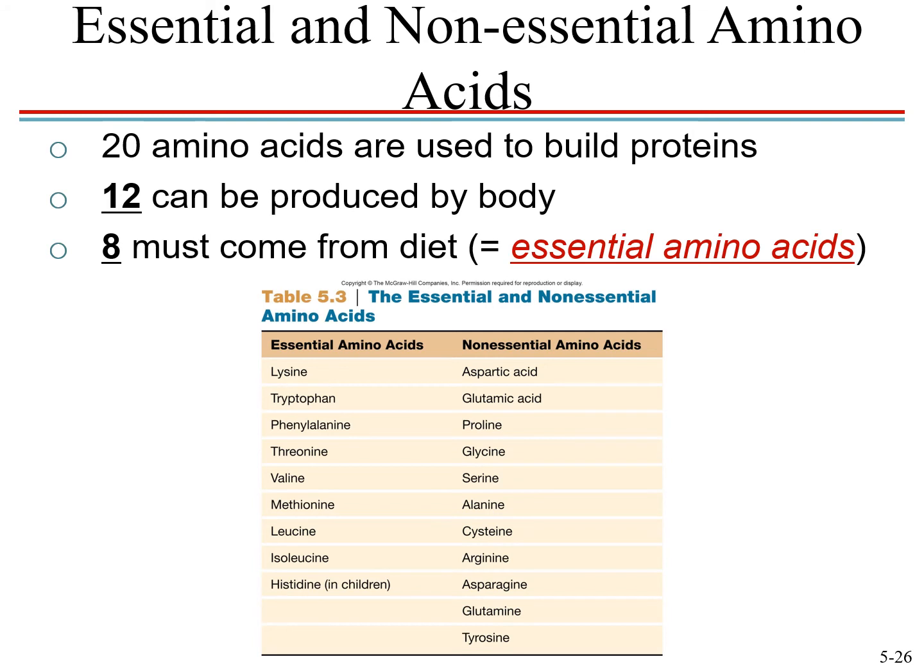Now, there are essential and non-essential amino acids that are utilized in the body. There's 20 total, so 20 amino acids total. 12 of those, no problem, can be produced by our body. However, 8 comes from the diet, and we call these essential amino acids. They include amino acids such as lysine, tryptophan, phenylalanine, threonine, valine, etc. You do not need to memorize all of the essential versus non-essential, but you should know these numerical values.